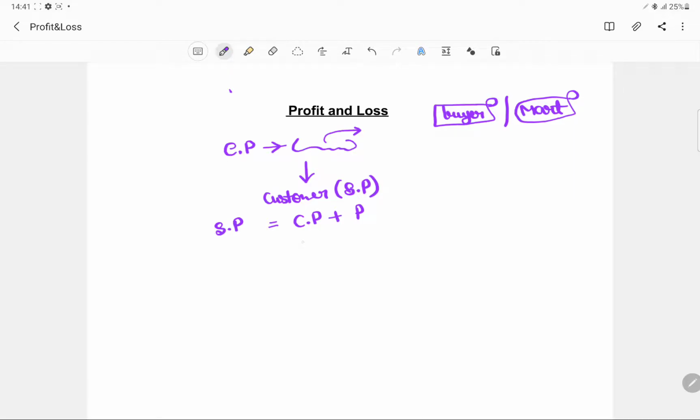Or if I tend to sell it at a lower price than the cost price, that would be termed as a loss. And this would be like this: selling price is equals to cost price minus loss. Now the very important thing is that profit is always calculated over the cost price.